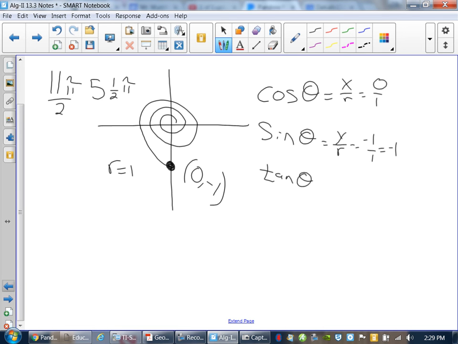Tangent is y over x, which is -1 over 0, and then can you divide by 0? No, so what do you say it is? Say it's undefined. If we just wrote no for that on a test, would you say? It has to be, technically it's called undefined, okay?